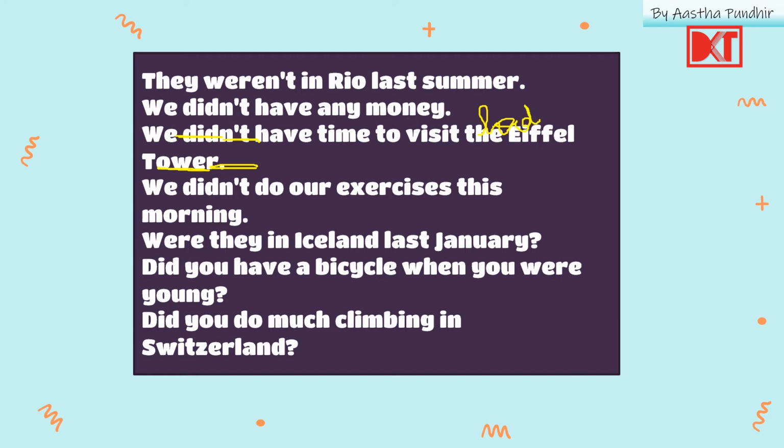क्योंकि हमने सीखा था कि we didn't have. Did not के साथ हम infinitive form यूज करते हैं, the original form. I had नहीं यूज करेंगे. Had तब यूज करते जब हम बोलते without didn't. जैसे we had money. अगर didn't नहीं होता तब हम had यूज करते. अभी didn't है तो हम have यूज करेंगे.